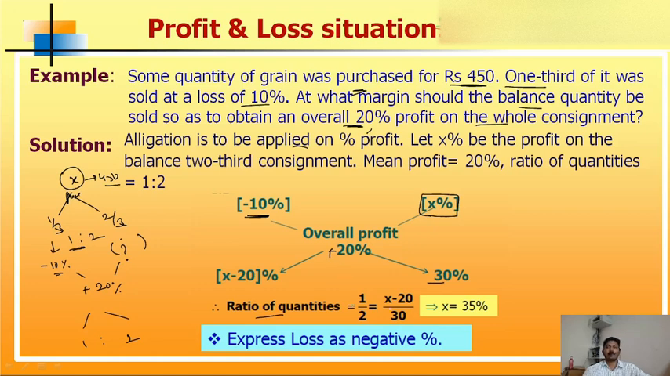So why, he clearly mentioned here. So here is selling one third for a loss of 10%, and the remaining will be two third. So if we take the ratio of one third and two third, we will get the ratio as 1:2 here. And if we simplify this equation, we'll get the x value as 35%.